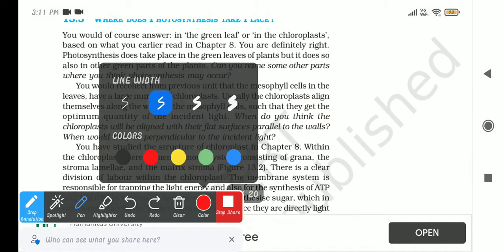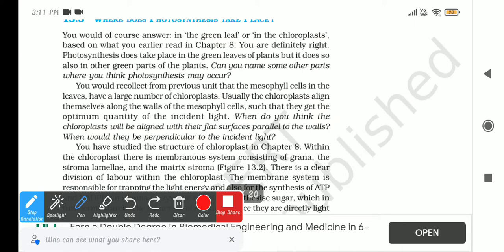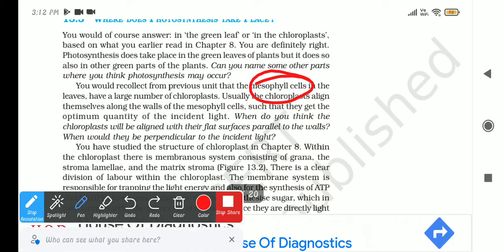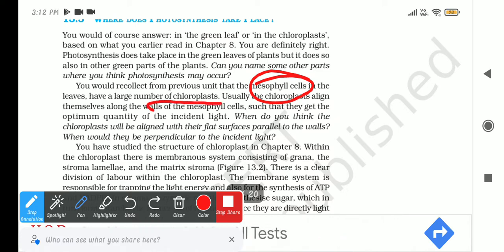So let's start. You would of course answer in the green leaf, in the chloroplast. Okay, so we know that where the process of photosynthesis takes place, we are going to learn it. It takes place in the mesophyll cells of the leaves, and they have a large number of chloroplasts.